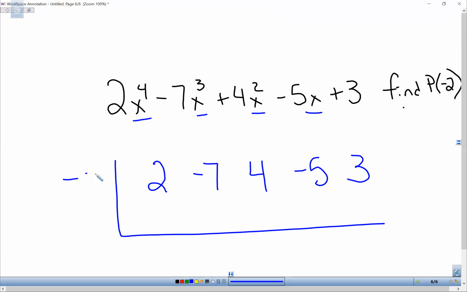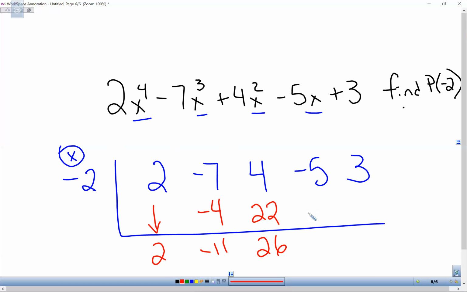So we're using -2. Again, that's what we're going to multiply by. So bring down our 2. -2 times 2 is -4. That gives us -11. -2 times -11 is 22. Add those together, we get 26. -2 times 26 is -52. And -2 times -57 is 114. So that adds up to 117.